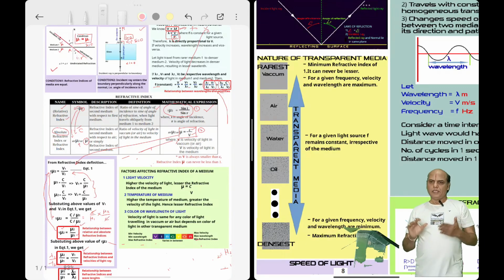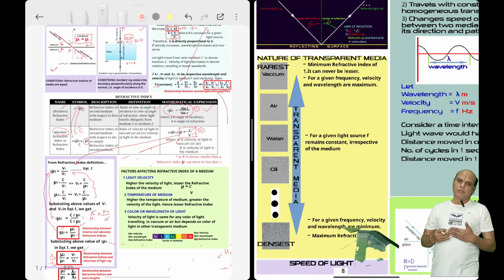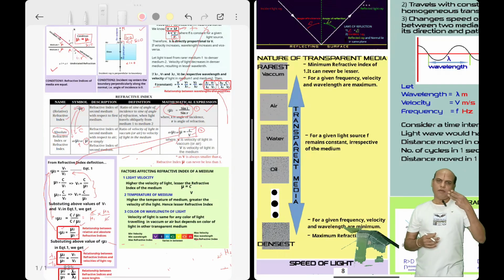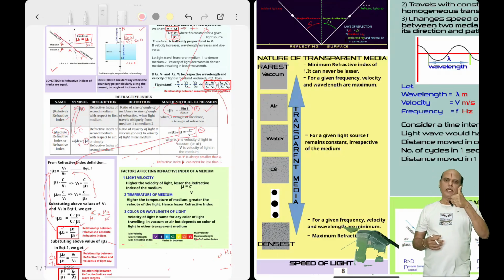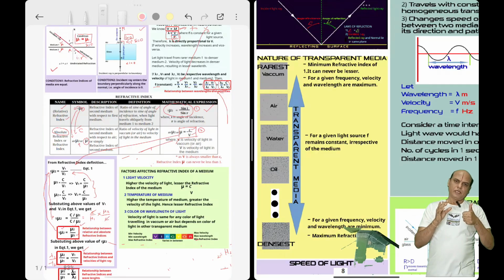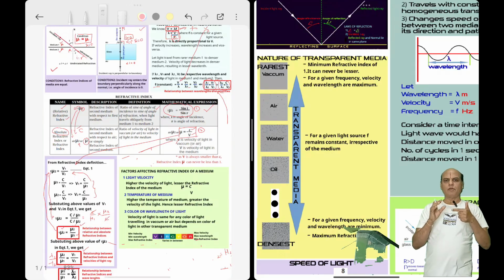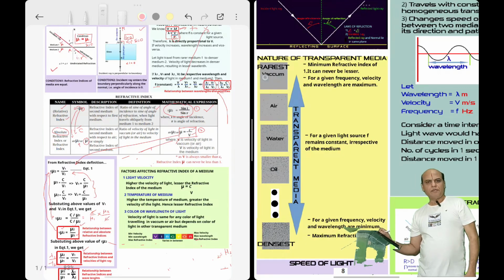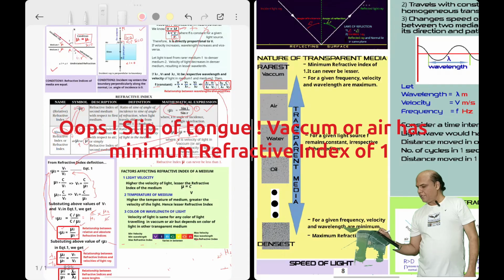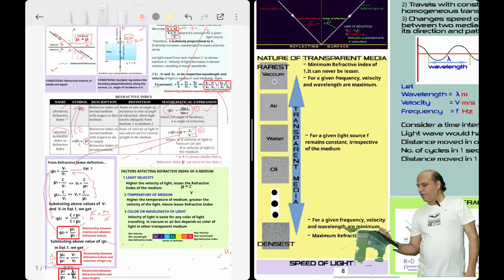So what are the factors that affect the refractive index of a particular medium? There are three factors that the refractive index of any medium depends on. One is the velocity of light through that medium. If the velocity of light through a medium is high, then the refractive index will be low. See here, the vacuum was the rarest. So the refractive index is highest in vacuum, that is 1. So here the refractive index will be highest.